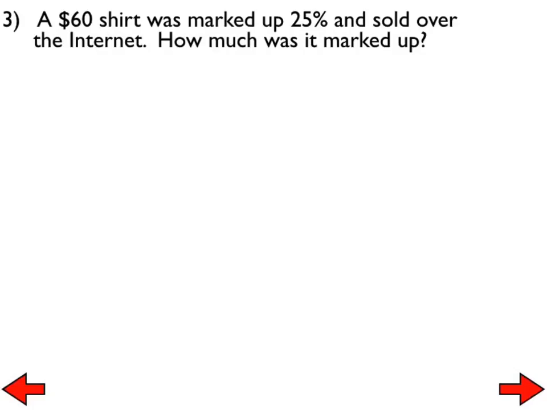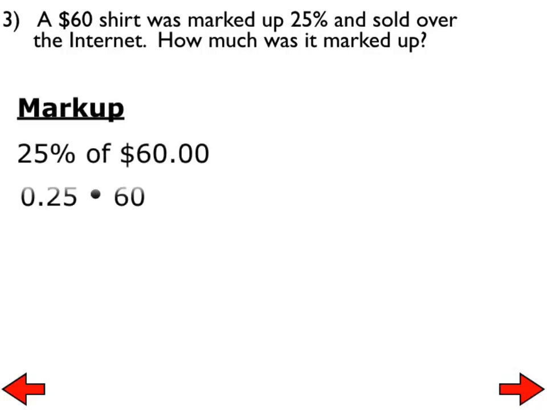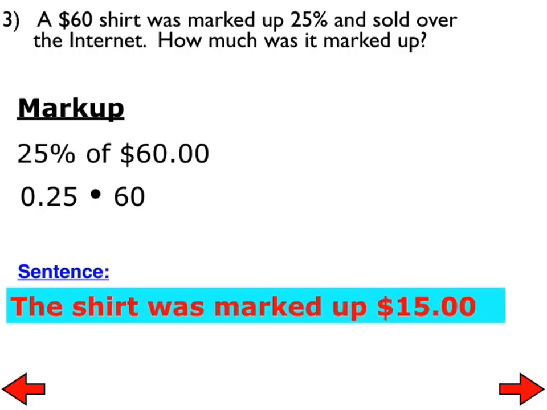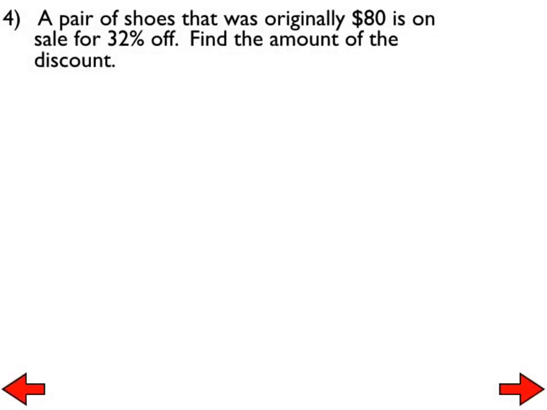And what is it as a decimal? It's 0.25. Good. And then I multiply it by 60. I got it was marked up $15. That is correct. Very good. Let's try number 4 on your own.